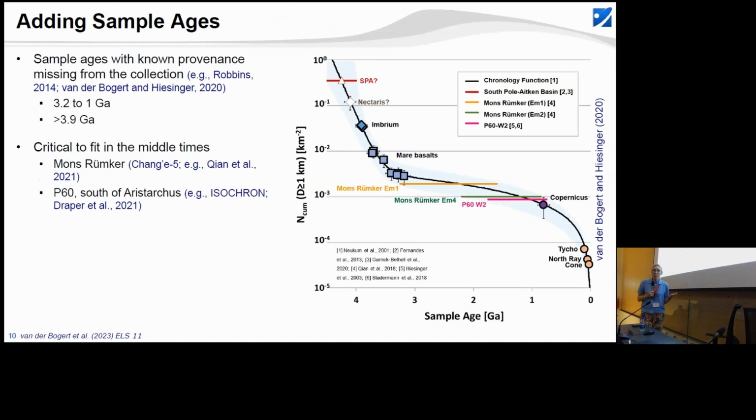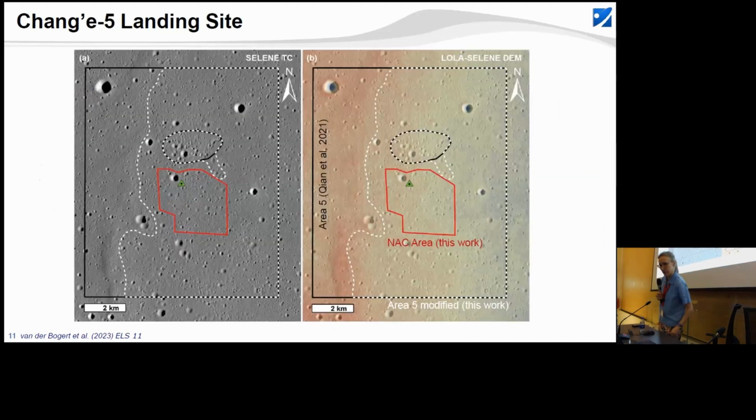Adding new sample ages is where now we get into the exploration part of the equation. Prior to the Chang'e 5 mission, I helped to do a lot of work on proposing the Isochron mission that would go to the P60 basalt to the south of Aristarchus, because that's one of the youngest basalts measured with the CSFD technique. It would be great to have samples from there. And then Chang'e 5 was planned to go to the Mons Rümker region, which is slightly older than P60. And indeed, they were successful doing that. So we were able to then, with the Chang'e 5 mission, fill this gap in the middle between 3 and 1 billion year age.